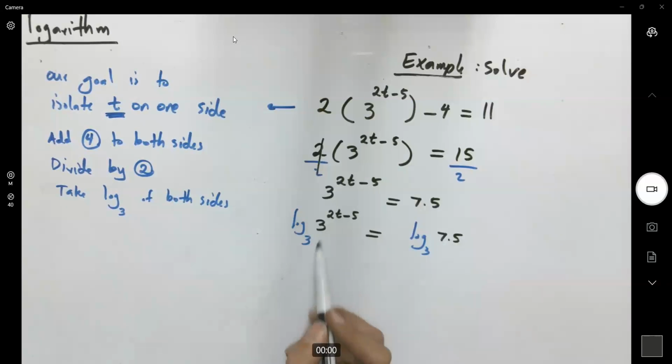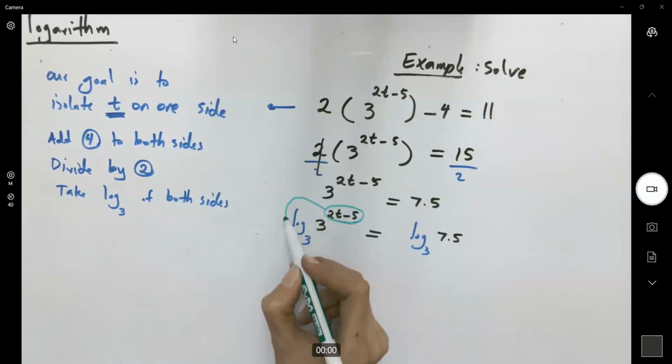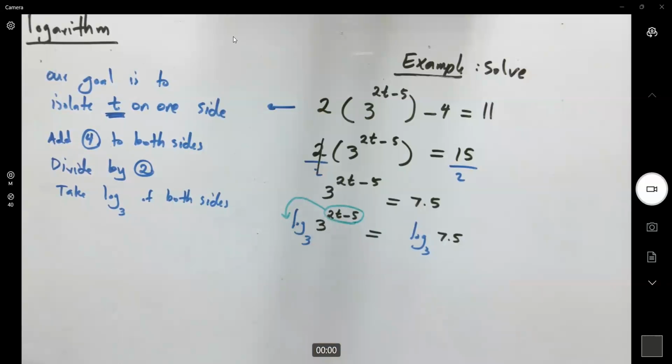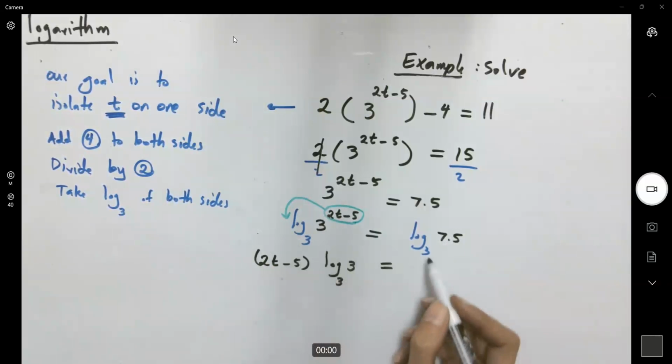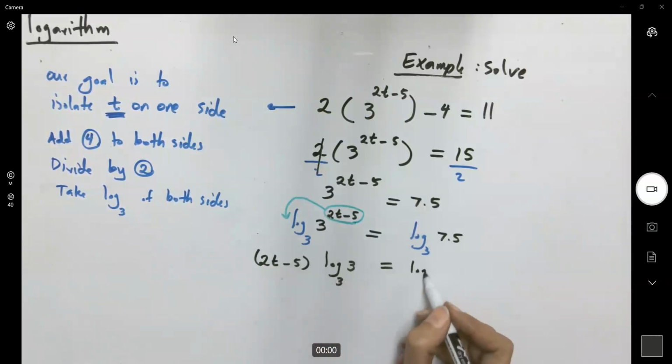Well, what about this guy? I have an exponent. This is my exponent. I can take this exponent and write it in front of log. Let me do that. I have 2t minus 5. Hey, look what happens. I end up with log with base 3 of the same quantity. And on the right-hand side, I have to use a calculator to calculate whatever this guy is. I have no idea what this number is.